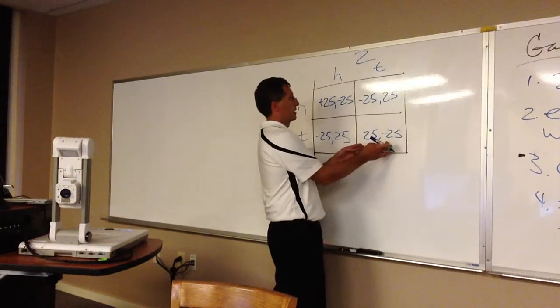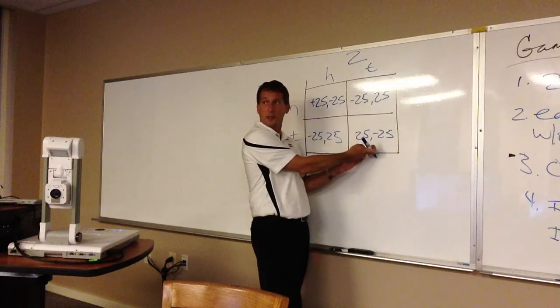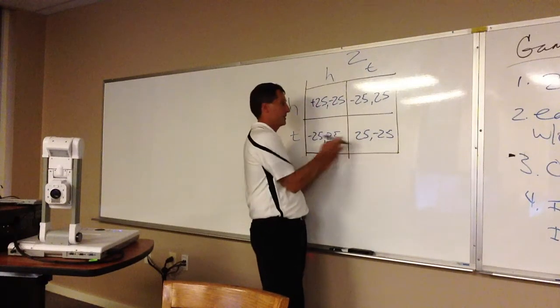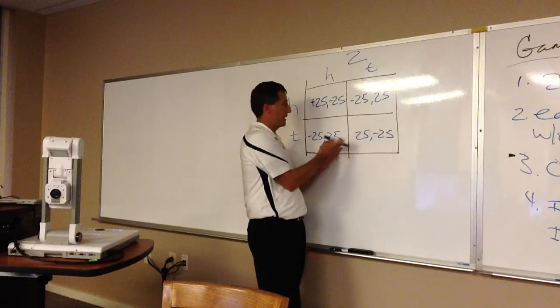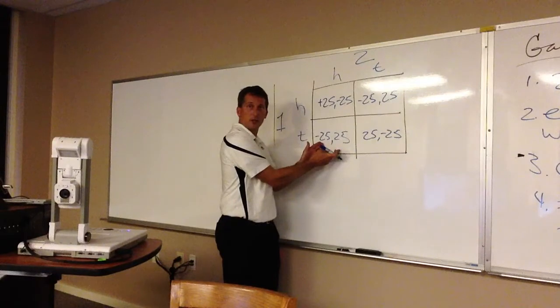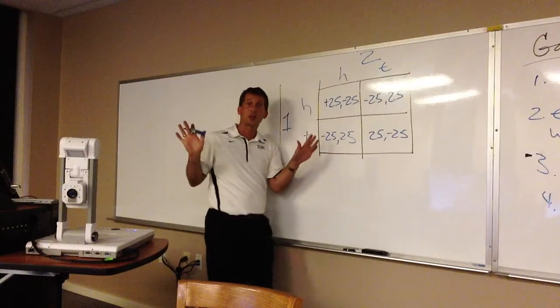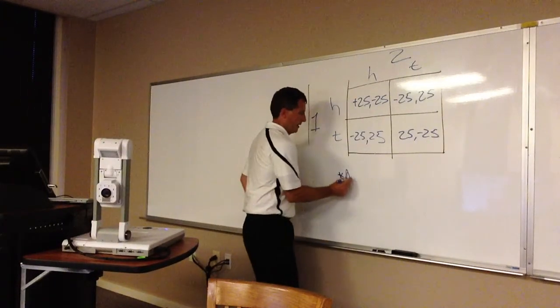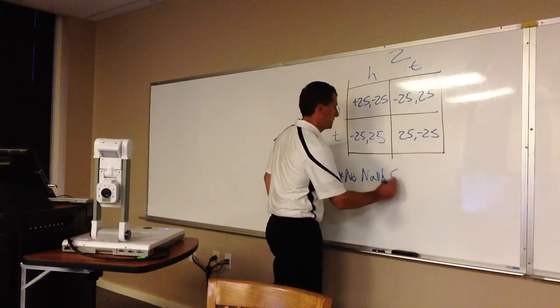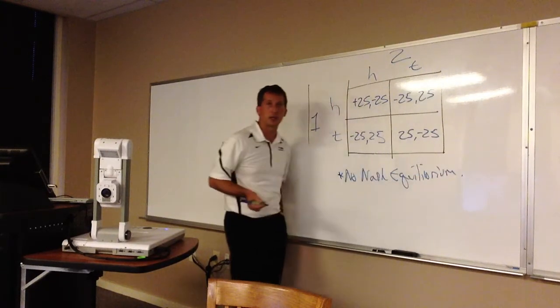Nash equilibrium. If we start here, would player 1 like to switch? No. Would player 2 like to switch? Yes, because -25 is less than 25. So not a Nash. Would player 1 like to switch? Yes, so not a Nash. Same thing if we work around. So there's no Nash equilibrium, which is kind of the unique feature here. So it is possible to create a game with no Nash equilibrium.